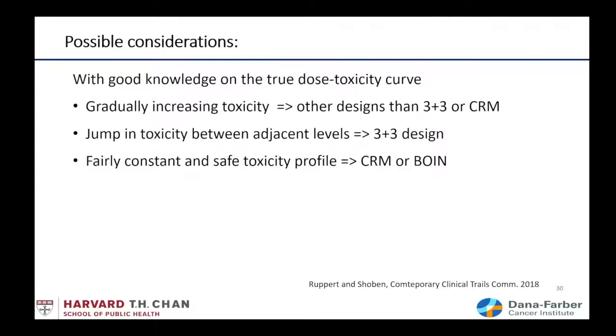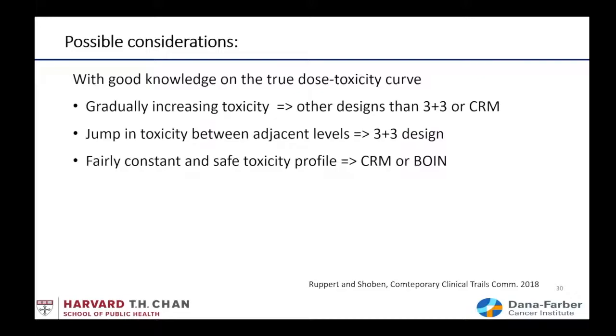Another consideration is really how good your knowledge is of the true dose-toxicity curve. This is not only about CRM, because the CRM heavily depends on your initial guess about the toxicity curve. Also, you want to know whether the toxicity curve is gradually increasing, the probability of DLT gradually increasing with the dose levels. If not, then you probably don't want to use 3+3. You want to use some other design than 3+3 or CRM, ones that handle a jump in toxicity between adjacent levels better, just like here.